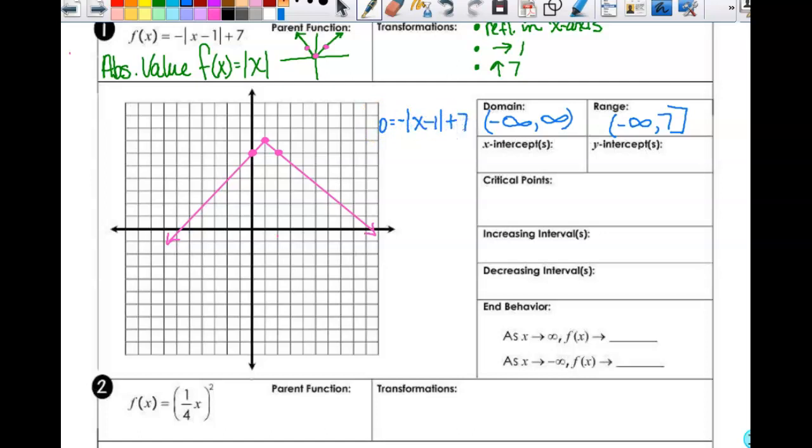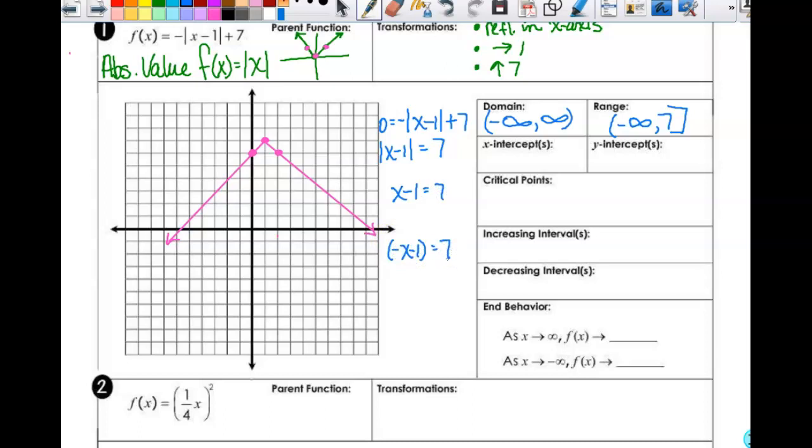I could subtract 7 from both sides, but that's not what I wanted to do. Since this is negative, I want to move it over there. Makes my life a little easier. So I get absolute value of x minus 1 equals 7. Then I have two little equations I have to set up. I'm going to have x minus 1 equals 7 and negative x minus 1 equals 7.